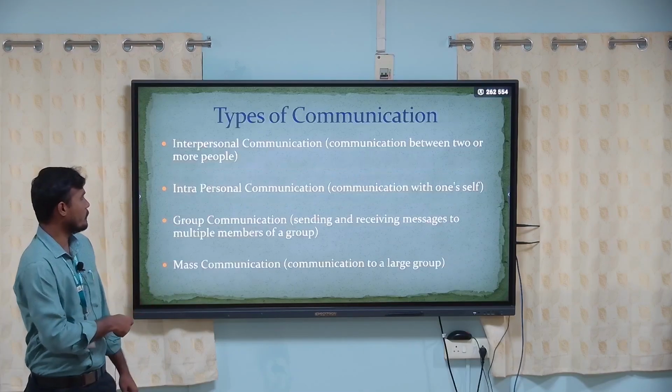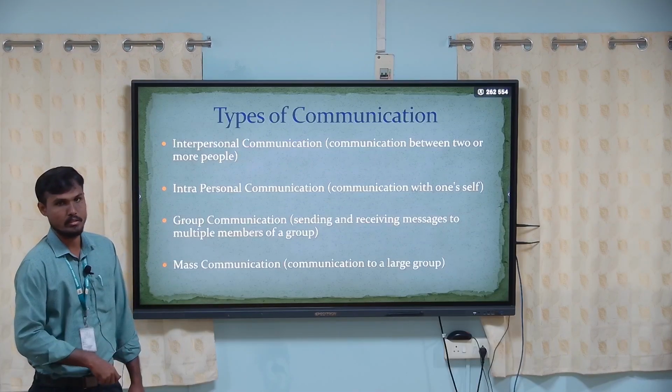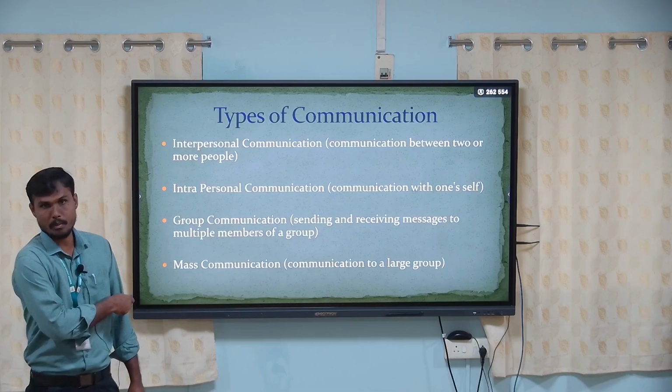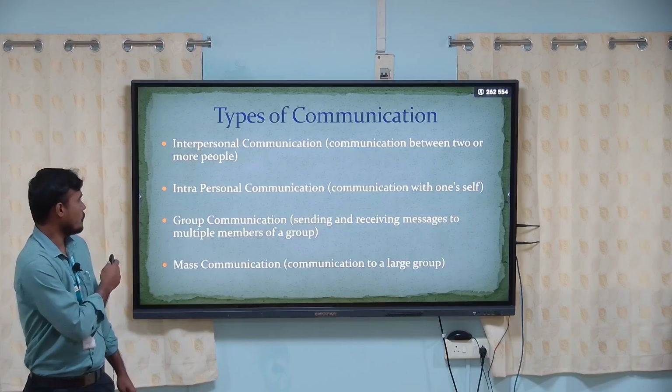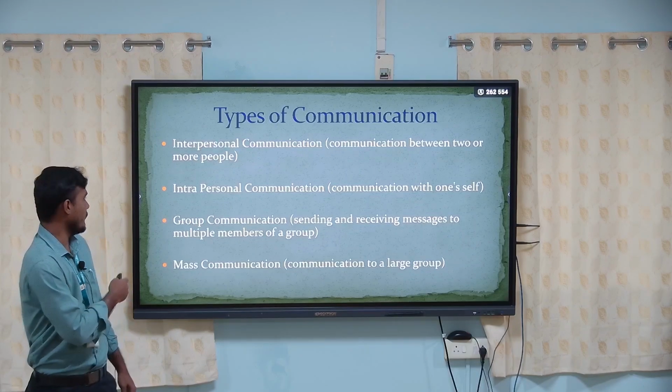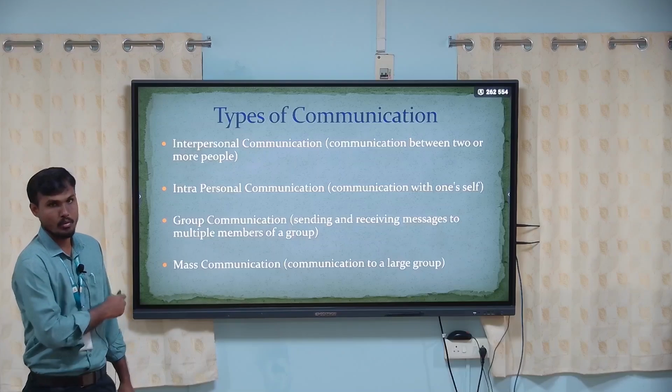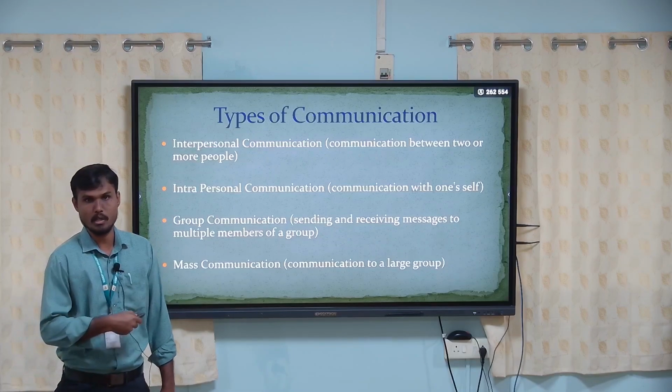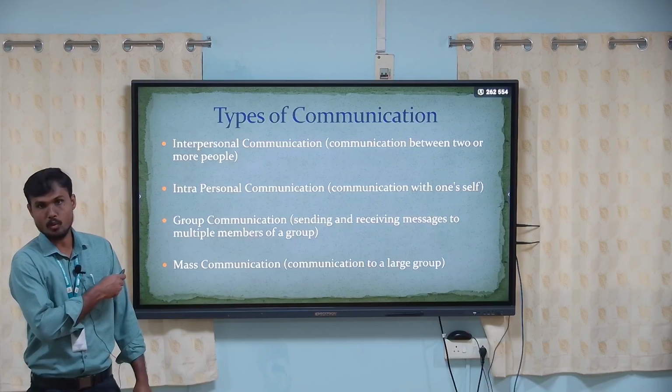Next, we are going to discuss the types of communication. There are 4 types of communication we are going to discuss. One is interpersonal communication, the next is intrapersonal communication, the third is group communication, and the fourth is mass communication. Let us discuss them one by one.